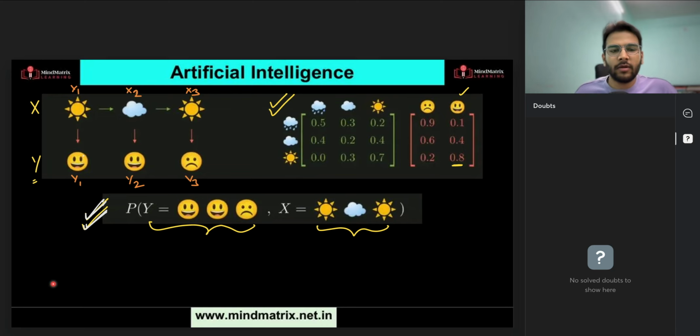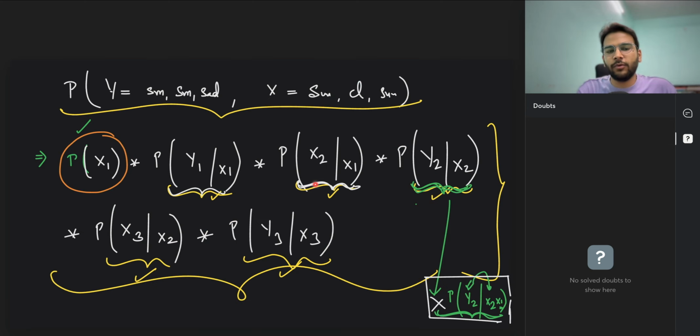Is this clear? Again, I'm repeating, if I have to write this joint distribution, so I can say it is the probability of x1 into probability of y1 given x1 into probability of x2 given x1 into probability of y2 given x2 into probability of x3 given x2 into probability of y3 given x3. I hope now it is crystal clear to all of you.